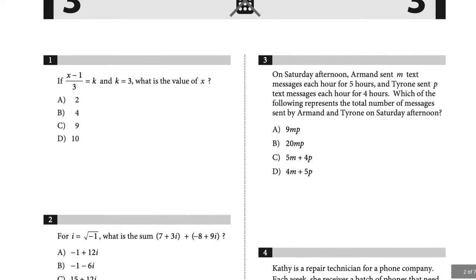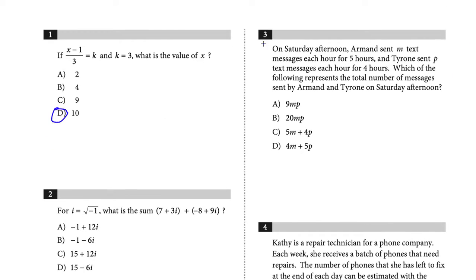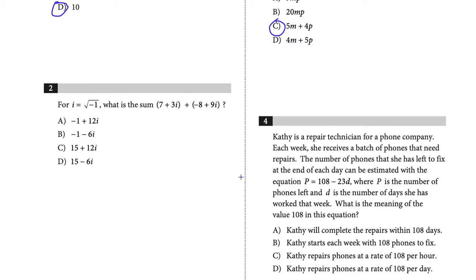For the warm-up, we did number 1 already. Number 1's answer was D. We had to cross multiply. And then we did number 3. Number 3 was C. All right, let's talk about number 2.